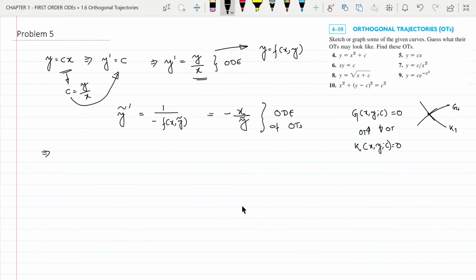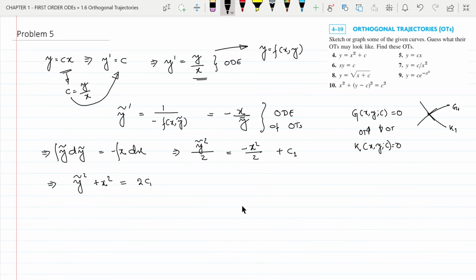Now let us solve the ODE. So we have dy tilde multiplied by y tilde equal to minus x dx. Now we can integrate both sides. So the left hand side term would be y tilde square by 2, and the right hand side can be written as x square by 2 plus constant of integration, let us say c1, and now this implies y tilde square plus x square equal to 2 c1, which let us write as c2.